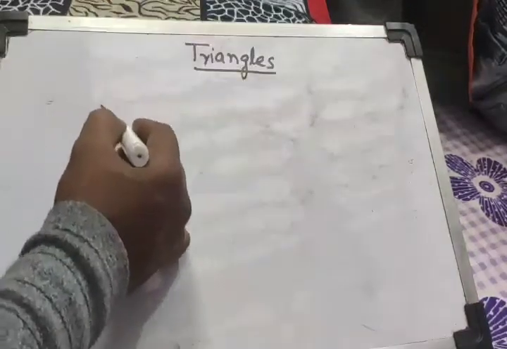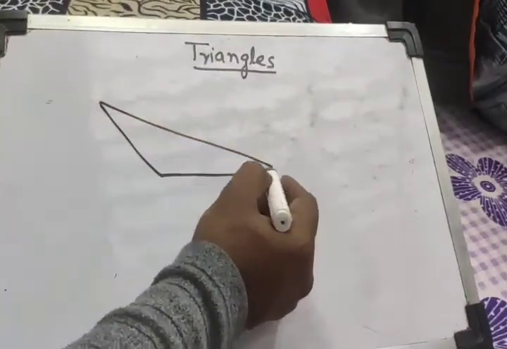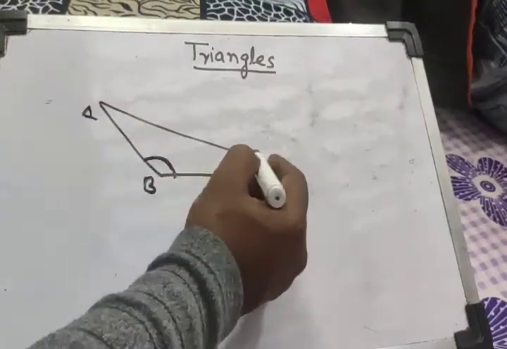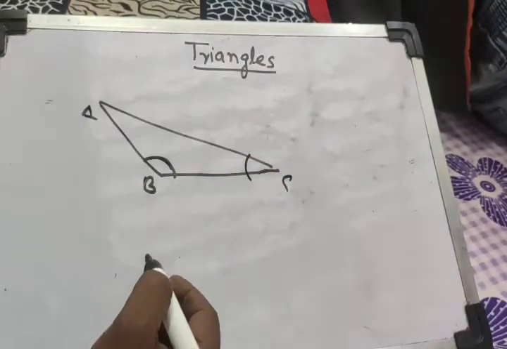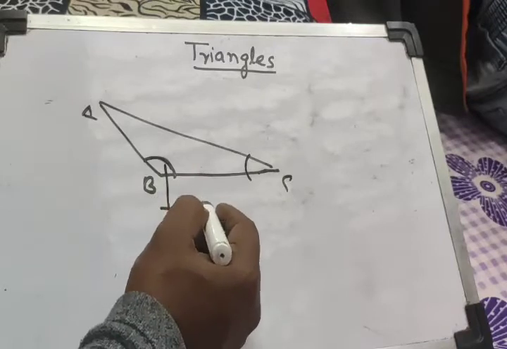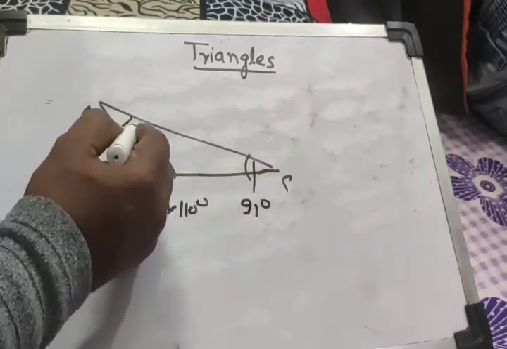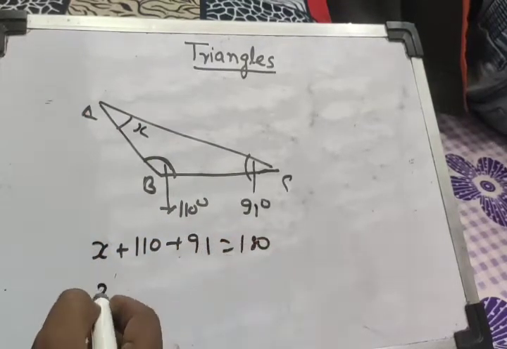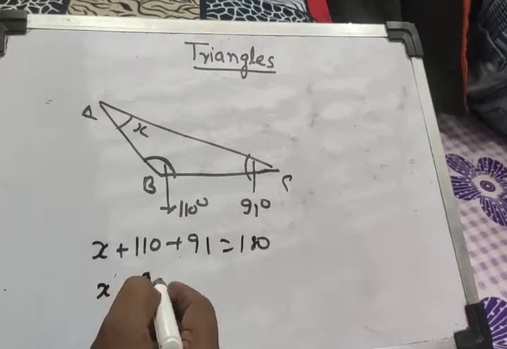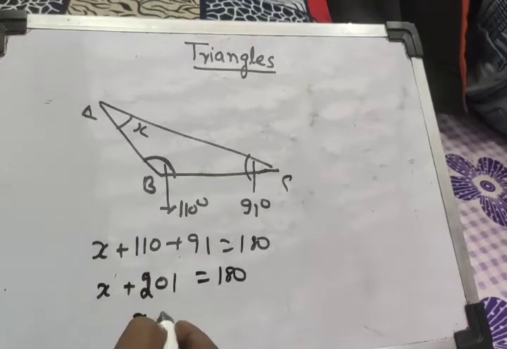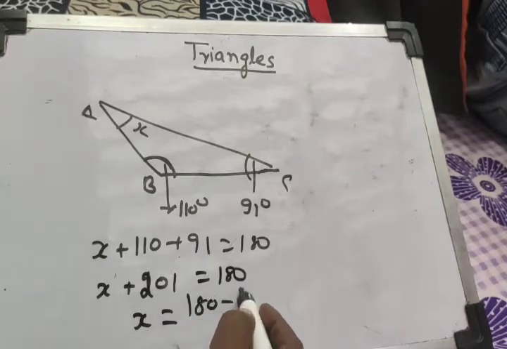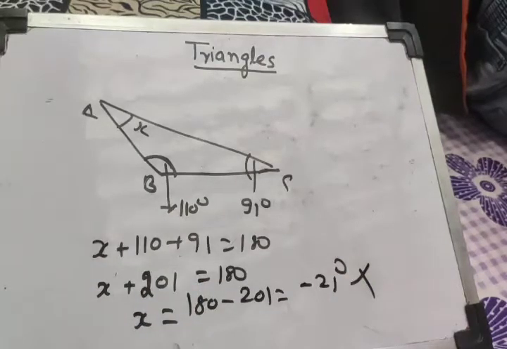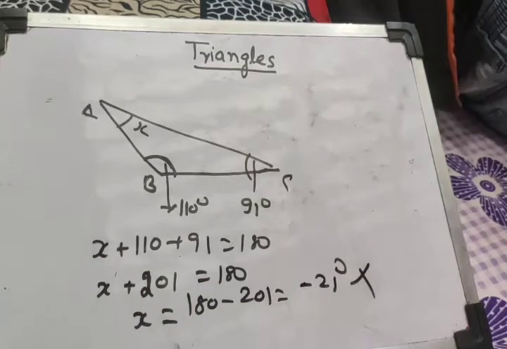The next property of a triangle is, two angles of a triangle cannot be obtuse. Only one angle can be obtuse. Consider two angles are obtuse. This angle is obtuse and this angle is obtuse. Obtuse means the angle measure is more than 90 degrees. Consider this angle is 110 degrees and this angle is 91 degrees, and consider this angle is x. So x plus 110 plus 91 is equal to 180. So x plus 201 is equal to 180. So the measure of angle x will come out as 180 minus 201, that is equal to minus 21 degrees, which is never possible. So a triangle cannot have more than one obtuse angle.